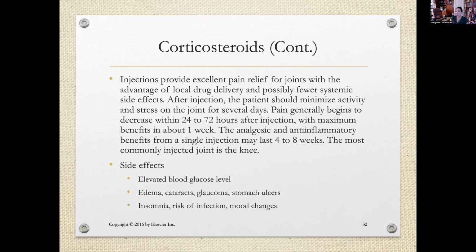In other words, patients who've had a corticosteroid injection. This is important for us to know. After injections, the patient should minimize activity and stress on the joint that was affected, wherever they got the shots. If they have shoulder pain because of inflammation and they get a corticosteroid injection, we are not going to do physical therapy on that patient, okay? The effects from a single injection may last 4 to 8 weeks, and the most common injected joint is the knee, okay?